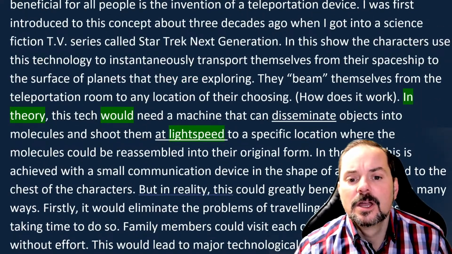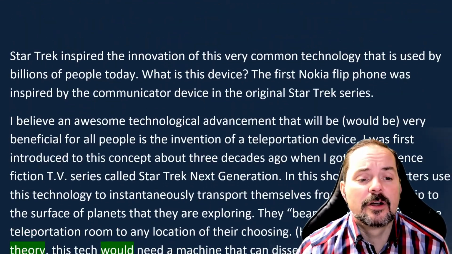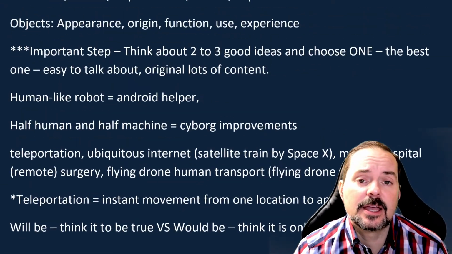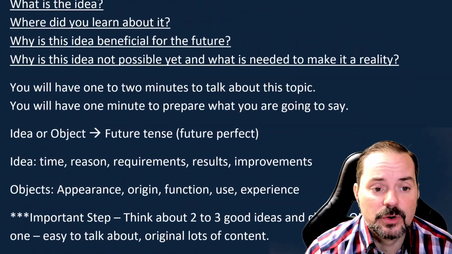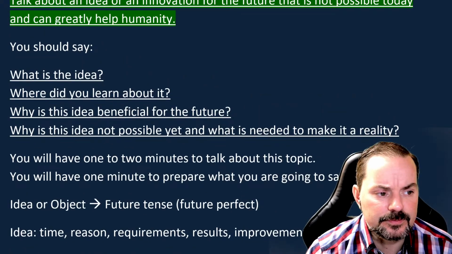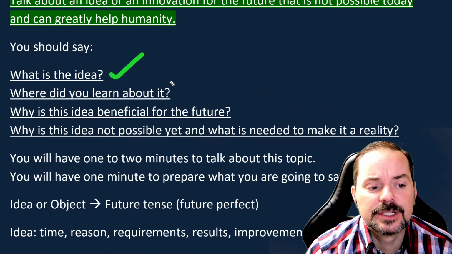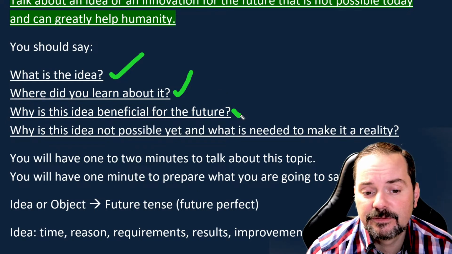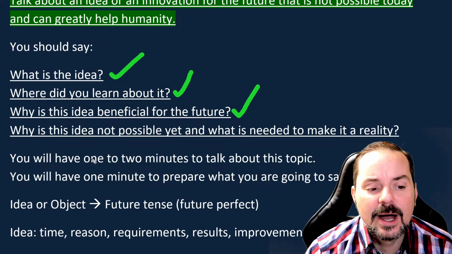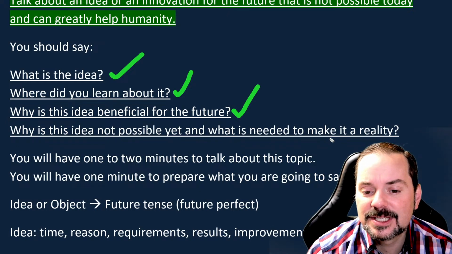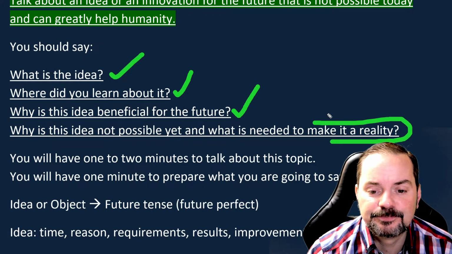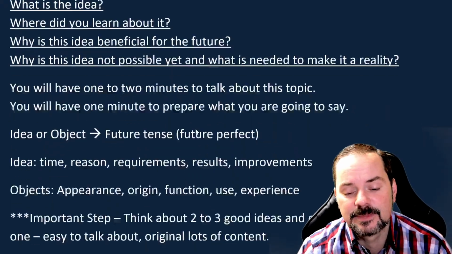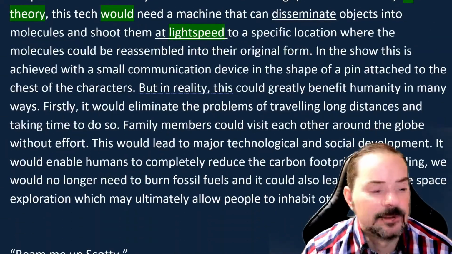Okay, so this is what I have so far. Let's take a look at the cue card now to see if I've answered all the questions. So what is this idea? I think it's good now. Where did you learn about it? Yes. Why is this idea beneficial for the future? I just answered that. Why is this idea not possible yet? And what is needed to make it a reality? Okay, I don't think I've really answered that question clearly, so I'm going to do that as my last step and wrap this up.